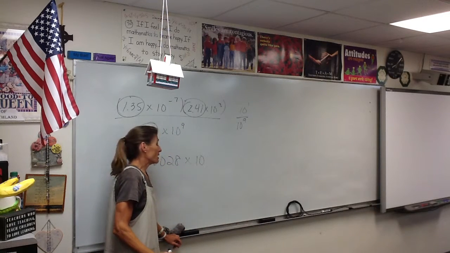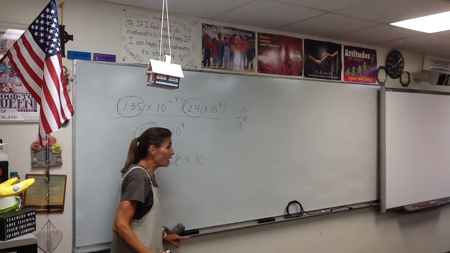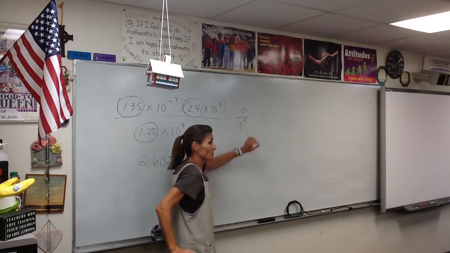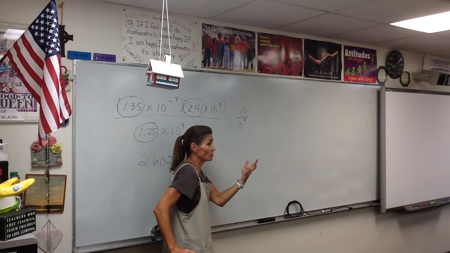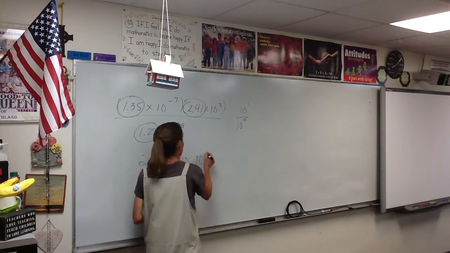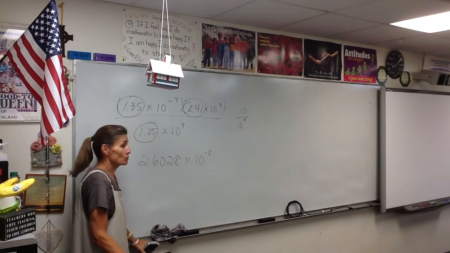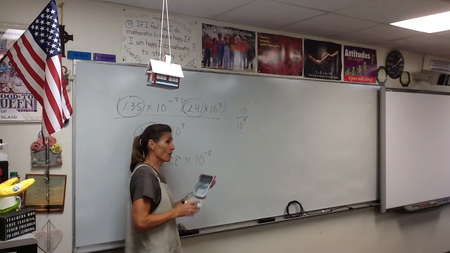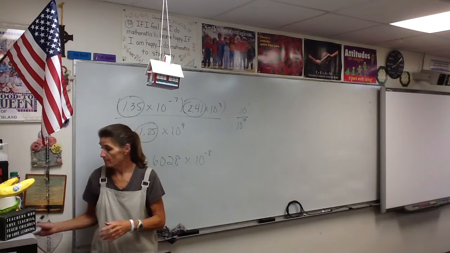Right? Now, in scientific notation, I'm allowed to have negative exponents. So what does 10 to the first over 10 to the ninth equate to? 10 to the negative 8th. And there's your answer. So that was a lot easier, I think, than writing it all out in standard form.